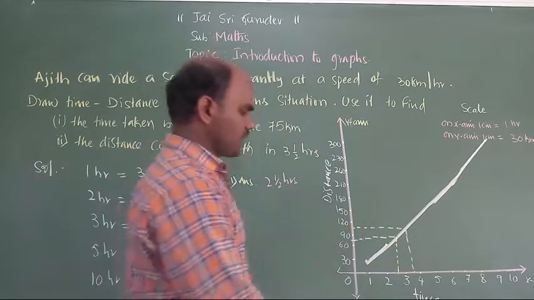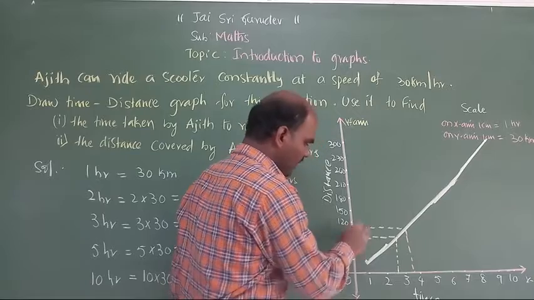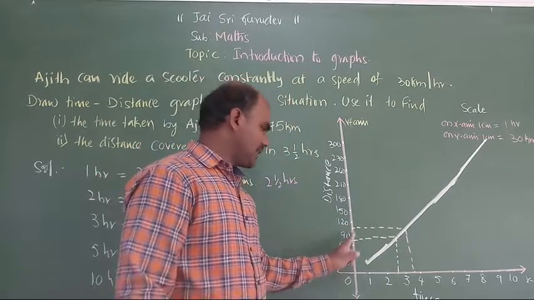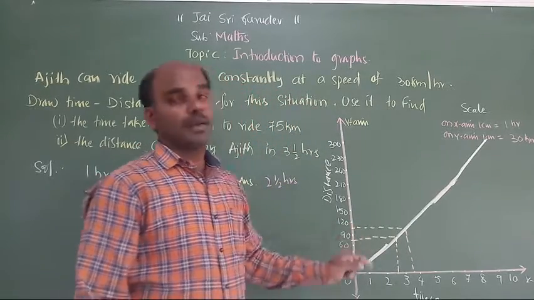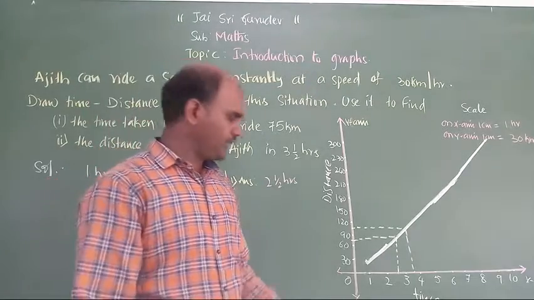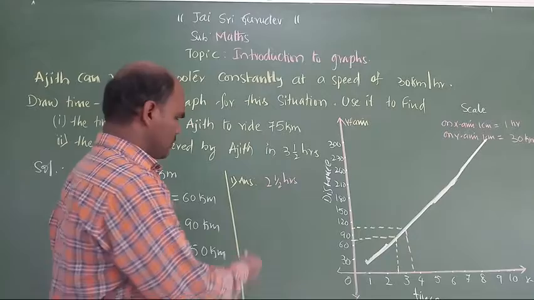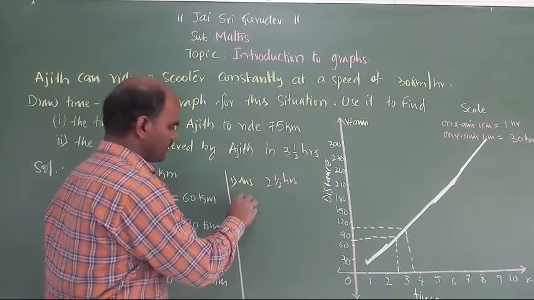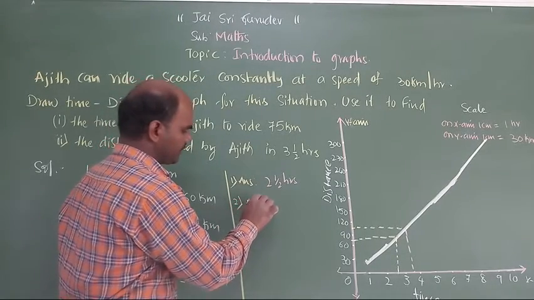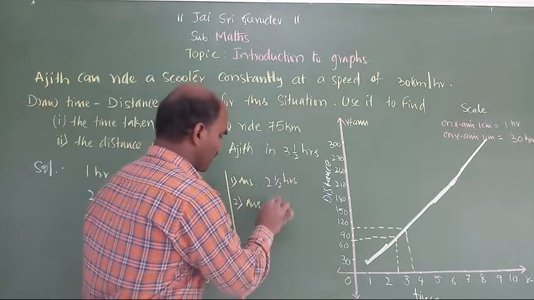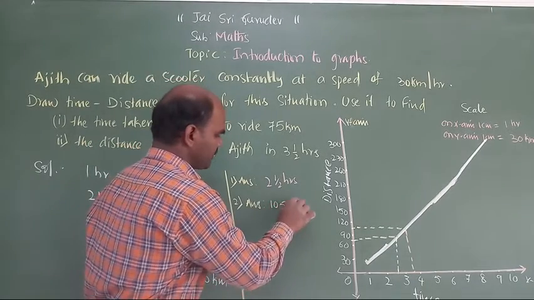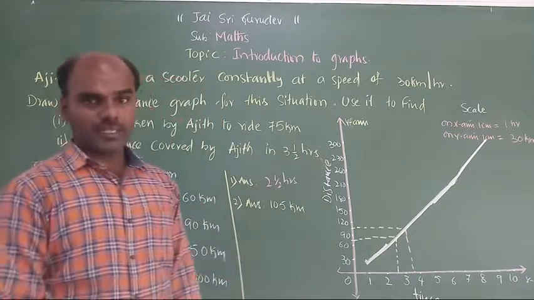So how much are we taking here? The fifth line. Fifth line is between 90 and 120, the middle is 15. So 90 plus 15 is 105 kilometers. So the second one solution is 105 kilometers. Yes, did you actually understand, no?